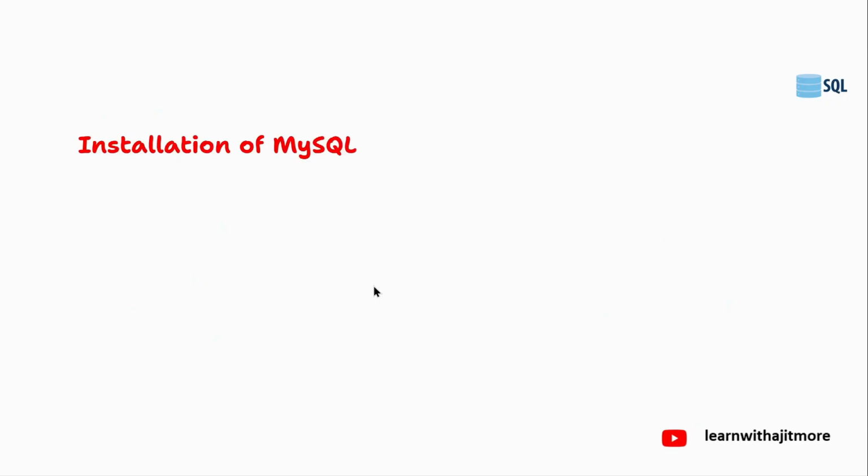Get it? Now our next step is the installation process. But before that, just two things I have to tell you. Then in the next session, we will start only with the installation. Once the installation is done, we will start our practical things. I'll be telling the commands, then we will practice those commands.